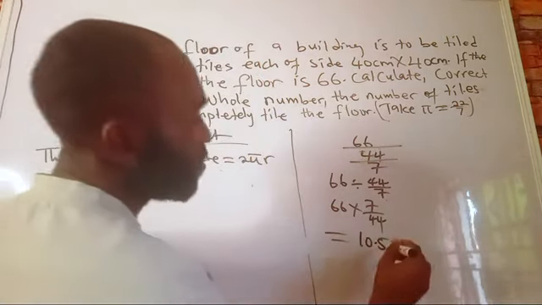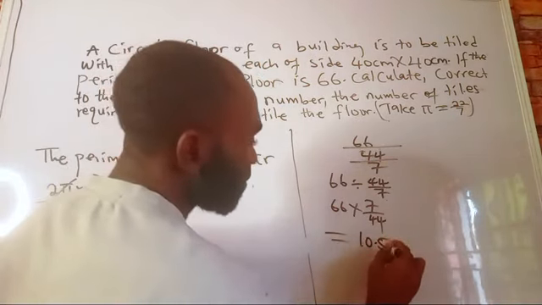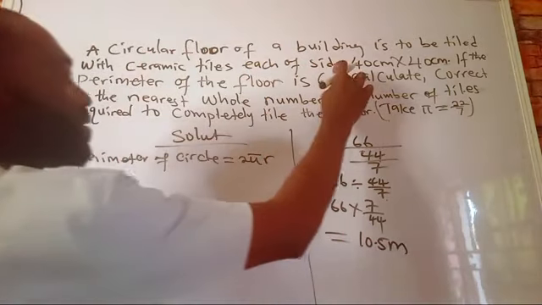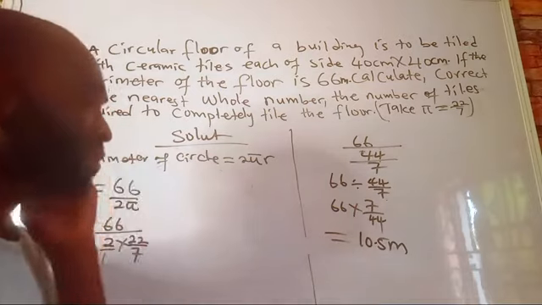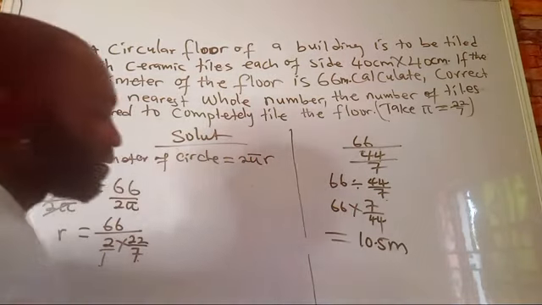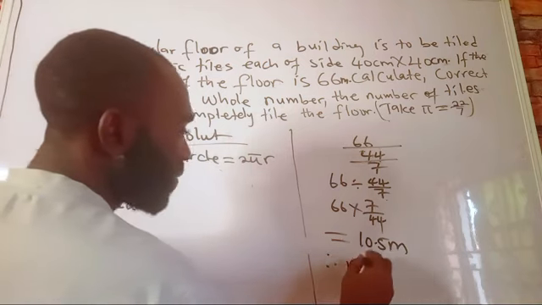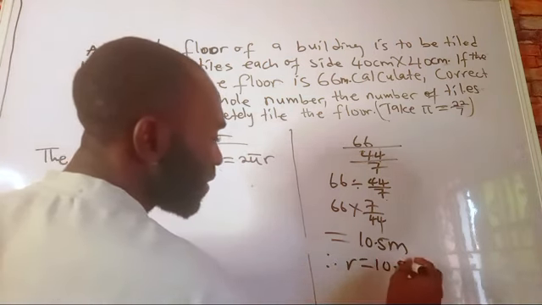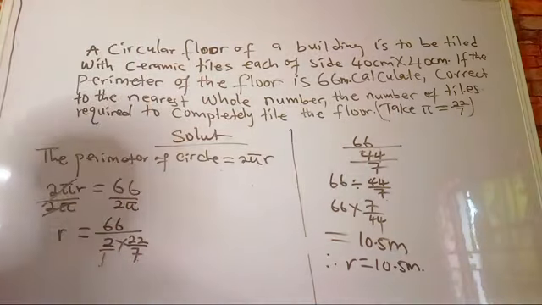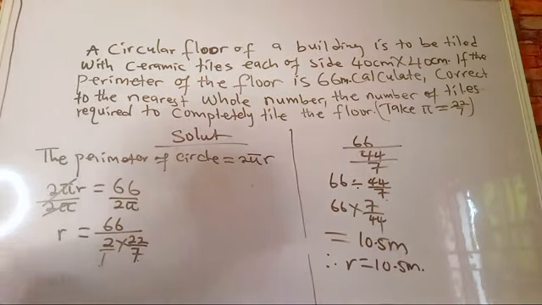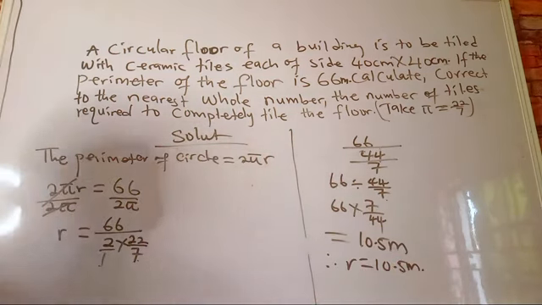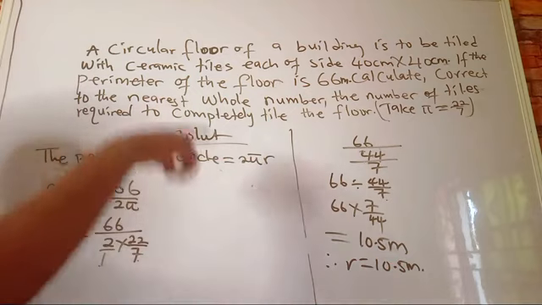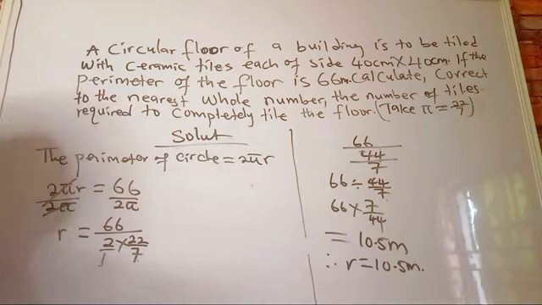Is it given? So 10.5 meters, because this is given in meters, so you are going to have 10.5 meters. So now we know our result, 10.5 meters. Since we know the value of r, let's look for the area of the building, which is the circular area of the building.